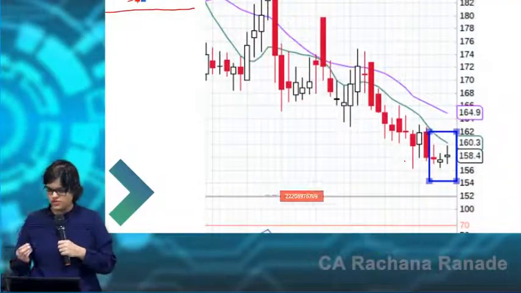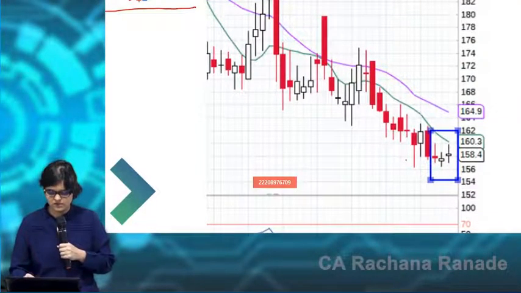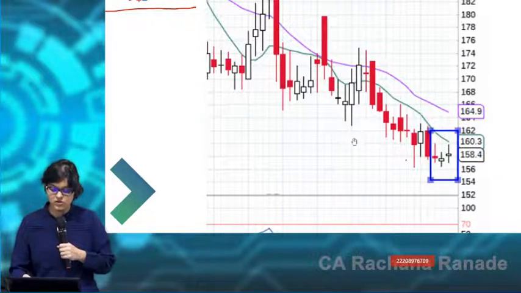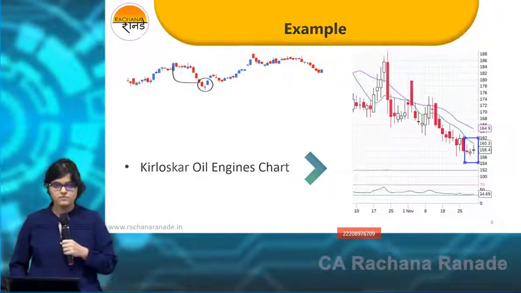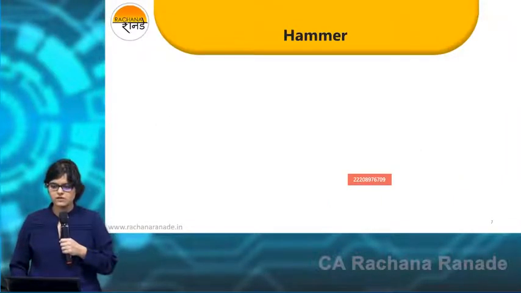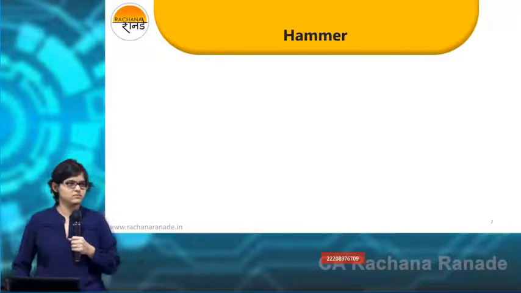So let's move on with the next part. Write down the third type of candlestick now. Third type? Third only, na? Yes. It's a hammer.